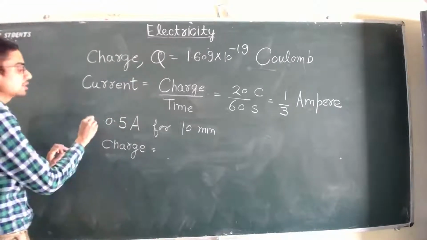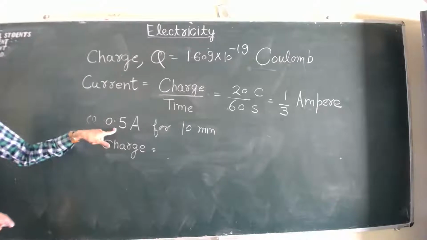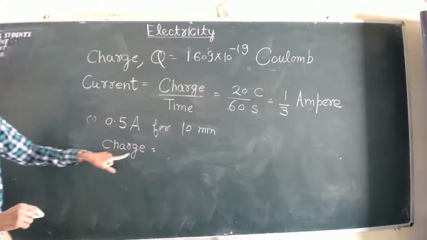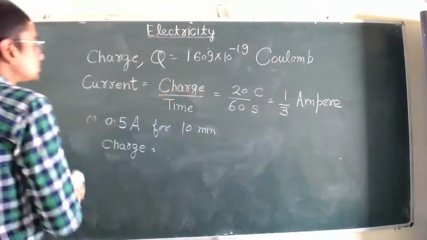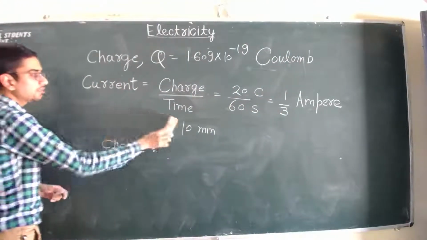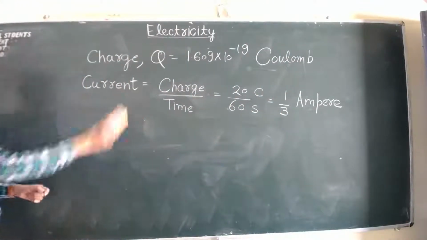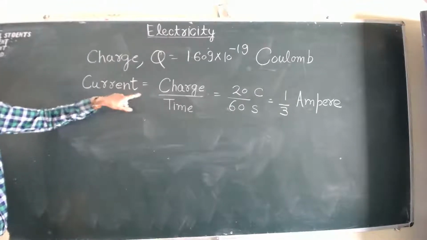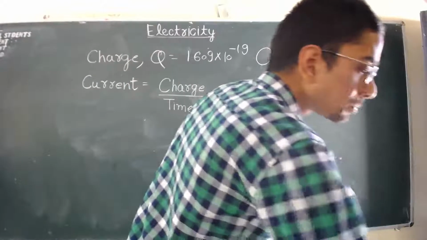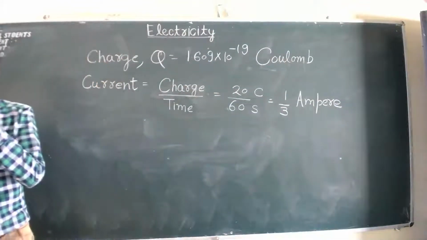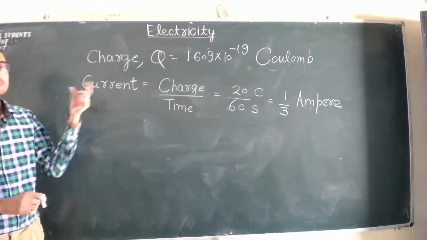Okay. First assignment for today. 0.5 ampere for 10 minutes. What is the value of charge? So we can find charge by current into time. Charge is equal to current into time. We will get charge. Okay. So that was very simple.